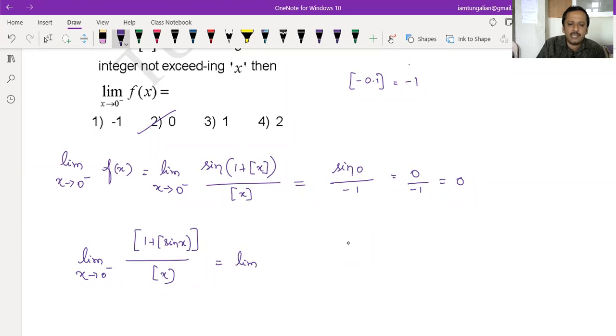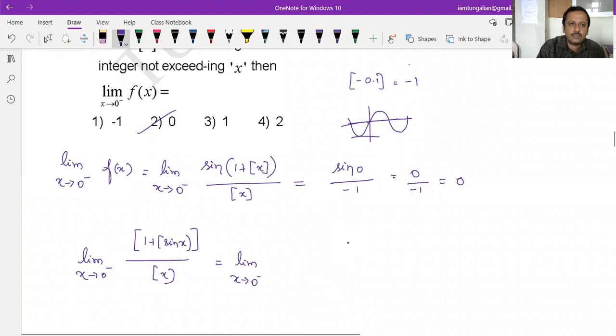So now limit x tends to 0 minus. When x approaches 0 from the left side, what happens to sin x? Look at the graph of sin x. This is the graph. X is approaching 0 from the left side, so x is very close to 0 but less than 0. So sin x will be negative. This is minus 1, right? And this is 0. So clearly it is in between minus 1 and 0. So step of this would be minus 1. Minus 1 plus 1, 0.